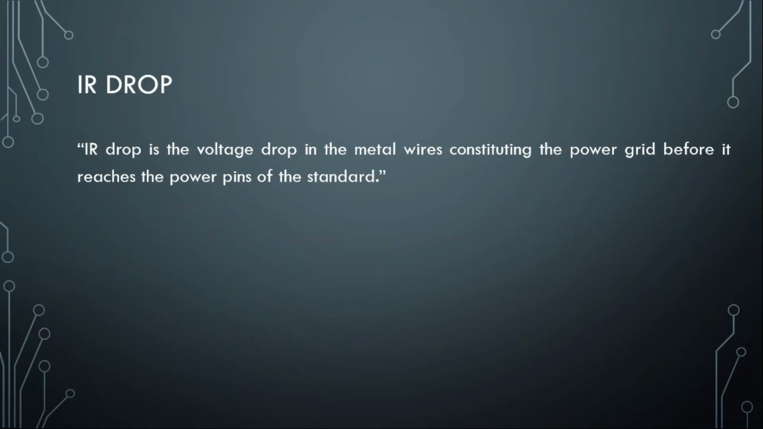So now let's concentrate on IR drop. IR drop is the voltage drop in the metal wires constituting the power grid before it reaches the power pins of the standard cell.